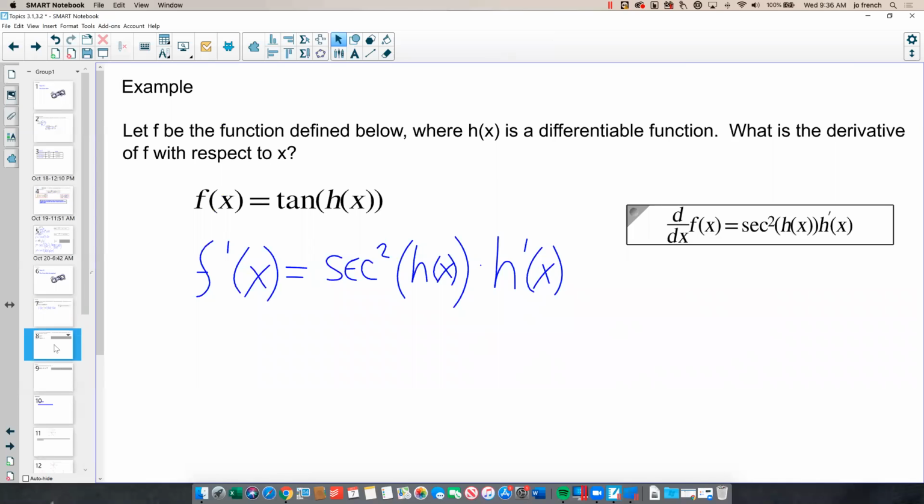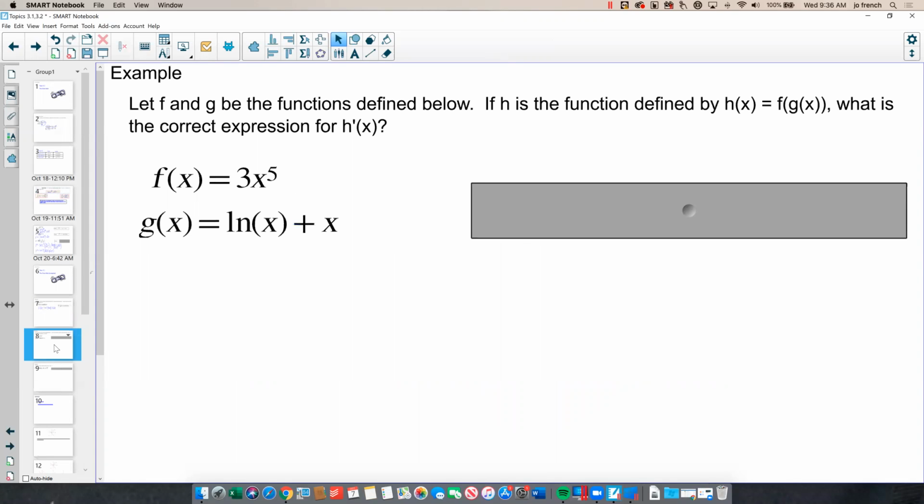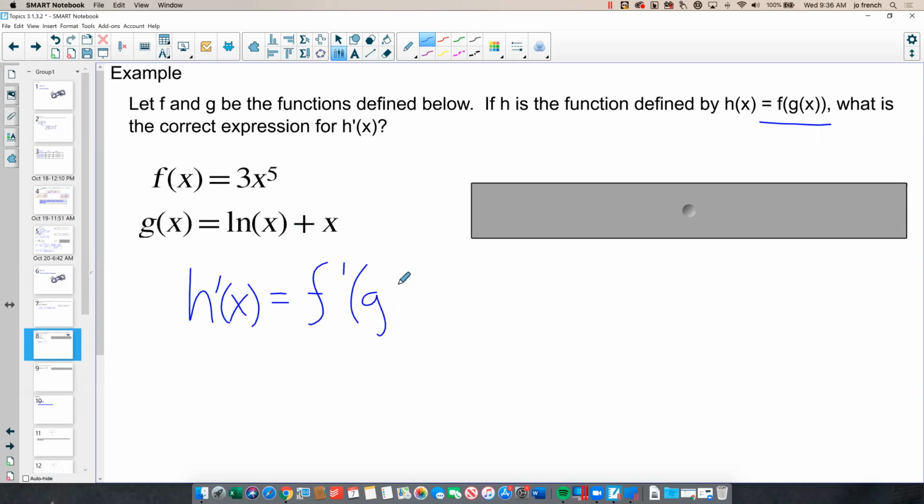Let's look at another one. All right, here in this case, f and g are these functions, 3x to the fifth and the natural log of x plus x. H is going to be the function defined by f of g of x. We're going to create a composite function from f and g. And I want the correct expression for h prime of x. Well, the formula for h prime of x would be the derivative of the outside, f prime, leaving the inside alone, times the derivative of the inside.